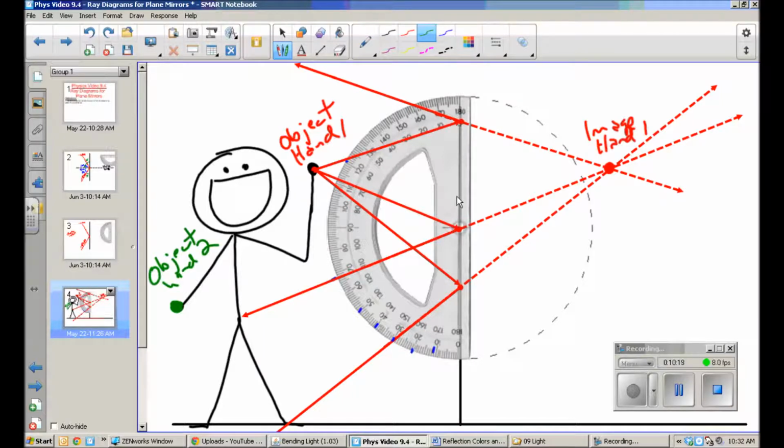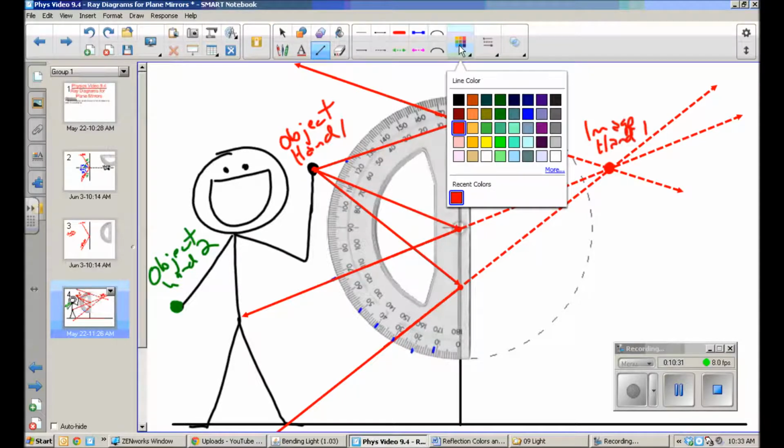Okay, so what I'm going to do is draw beams of light leaving his hand and hitting the mirror. I'm going to repeat the exact same process. What I'm going to do this time, though, is cheat for one of them. I keep saying cheating. So I'm going to do my lines in green now. Let's pick a nice green. There we go. All right.